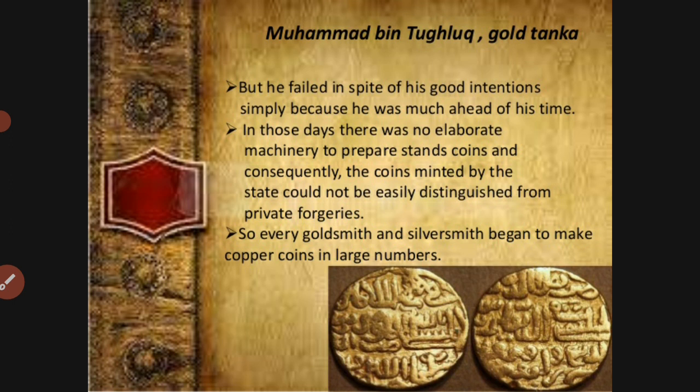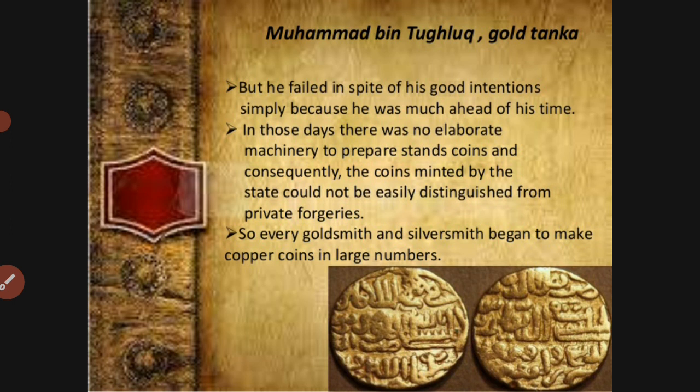Muhammad, however, failed to check the illegal minting of coins since the design of those coins was so simple that any person would be able to copy that design, to duplicate that design. So people started to make a lot of these coins. The kingdom was flooded with forged coins, with duplicate coins.